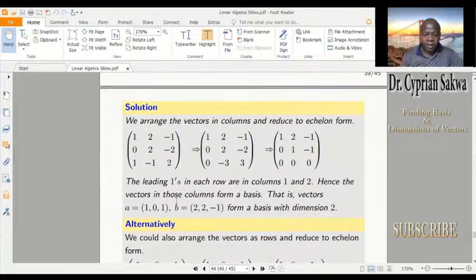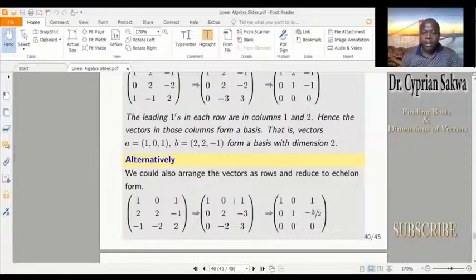So the vector A and the vector B form a basis. Since they form a basis, this basis has only 2 elements, and then we reduce to echelon form. Let's do that and see what we get. So these are our vectors. I will arrange the first vector in the first row, the second vector in the second row, the third vector in the third row, and I've reduced to echelon form to obtain this final matrix.